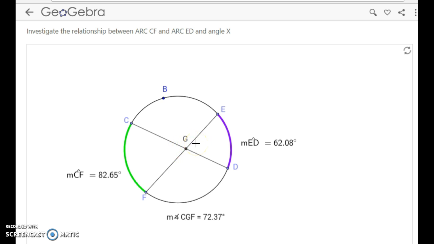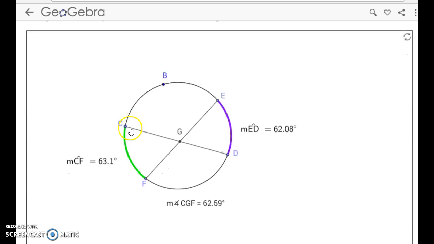because they're vertical angles. So when I'm looking at arc CF and arc ED, the ones that are across from each other, how does that compare to the measure of CGF? Well, I can tell just on a quick glance that CGF is definitely between CF and ED, but I'm not sure exactly what that relationship is. I'm going to see if I can get the numbers to be a little bit nicer. I don't know if I'm going to succeed very well here.